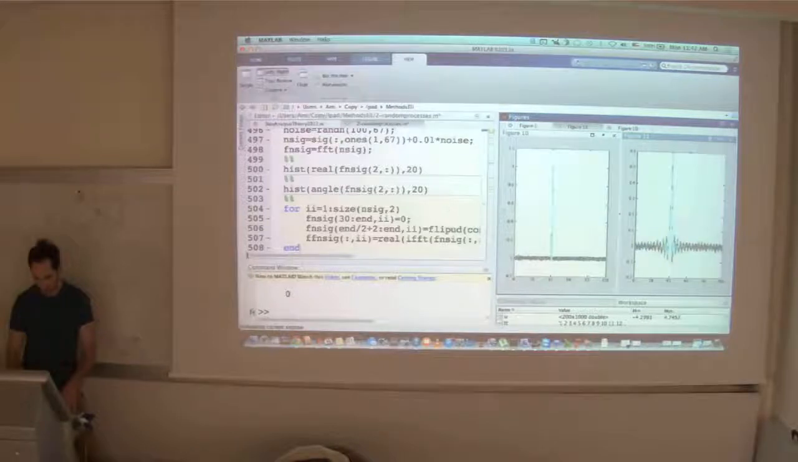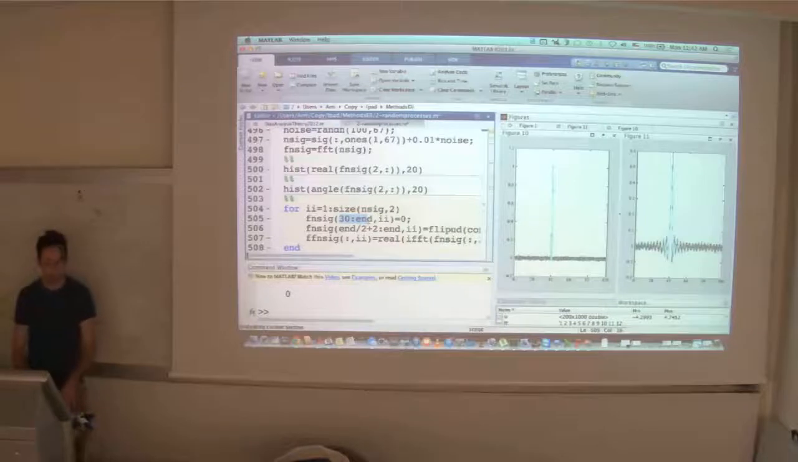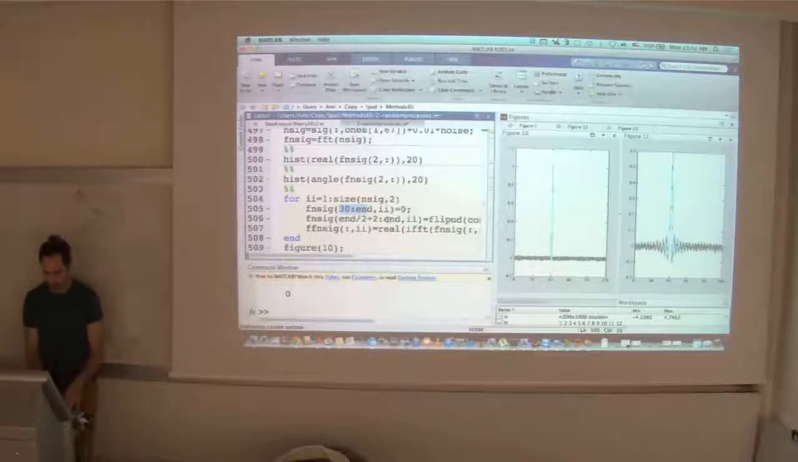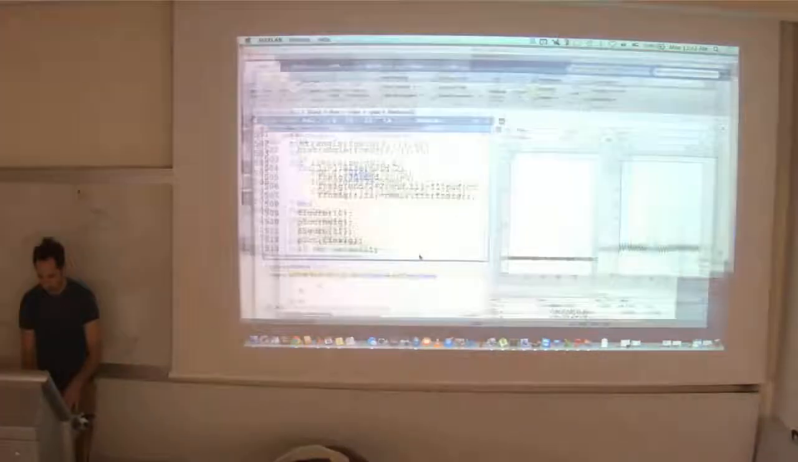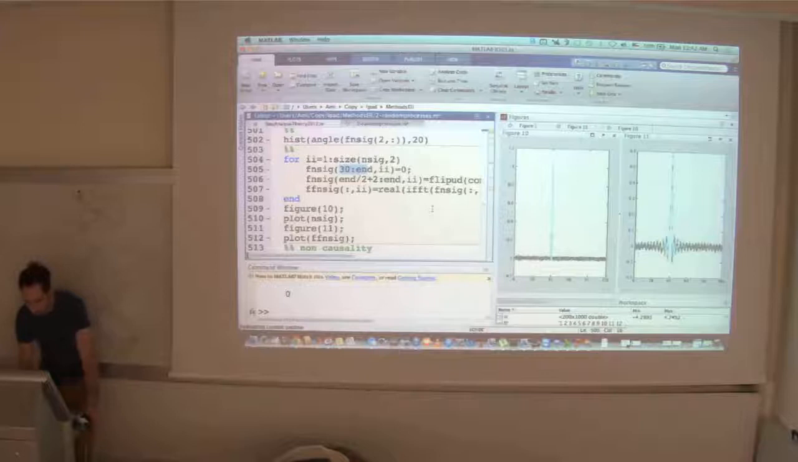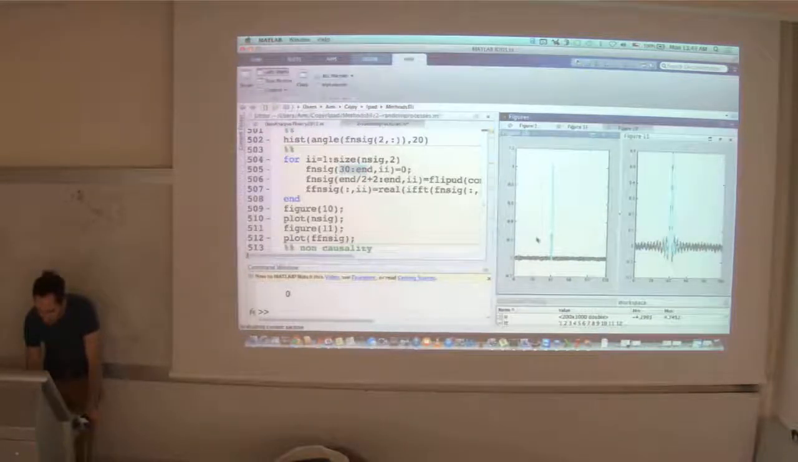Okay. And this is the signal that we created. It was a spike in time 40 with some noise. And this is actually what happened when we filtered all the frequencies that were 30 and above. Okay. And yes, we can see that some strange things started to happen.